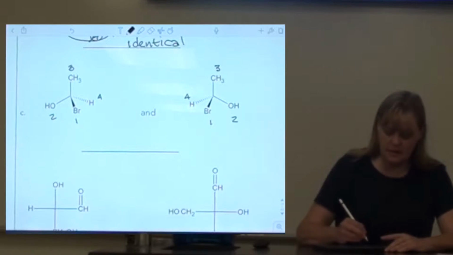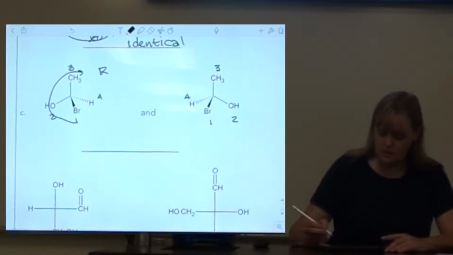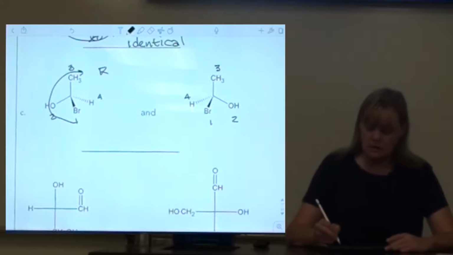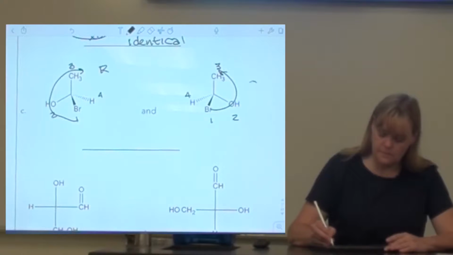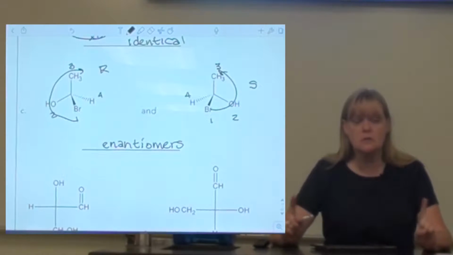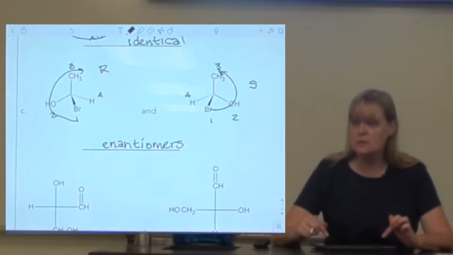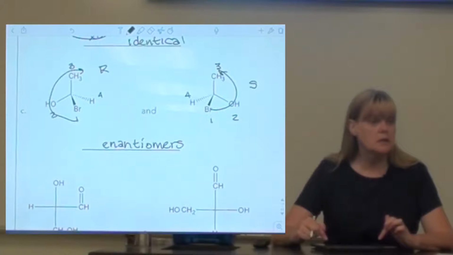So this one is an enantiomer. You can see it right off just because it's drawn as mirror images. If they're mirror images, then they're enantiomers. The only two possibilities you can have for one chirality center is identical or enantiomers. They have to be mirror images of each other or the same. There are no other options. Are we in agreement with C? Any questions?